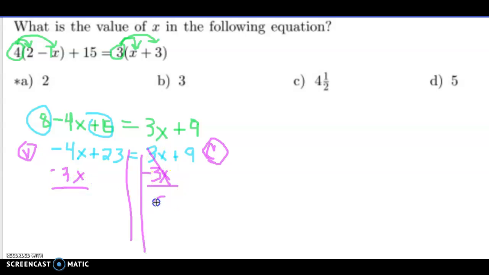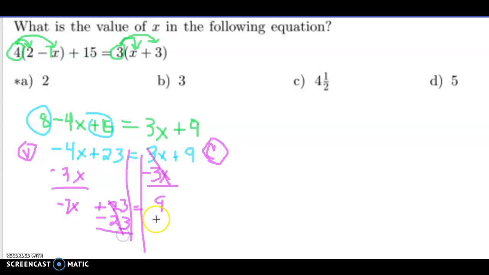These zero out, I'm left with a 9. Bring down my equal sign, bring down my plus 23 because I haven't done anything. And negative 4 minus 3, well, both are negatives. If I have 4 negatives here and 3 negatives here, I have a total of 7 negatives. Don't forget the x. Now I need to get the x by itself, so I subtract 23 on both sides.